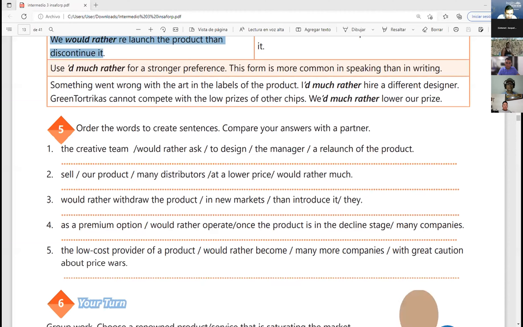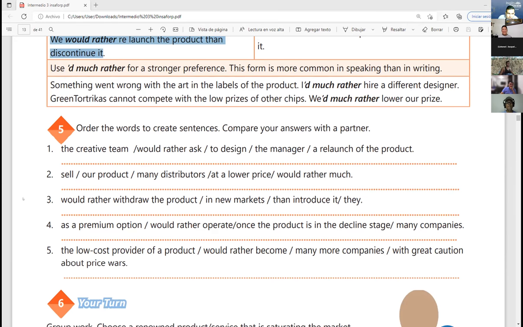Okay, let's compare the sentence, the answers. Exercise one. Who wants to read the sentence number one? Me. Go ahead, please. The manager would rather ask to the creative team to design a relaunch of the product. Excellent. Okay, agree or disagree? For me, I agree. You agree? Good.